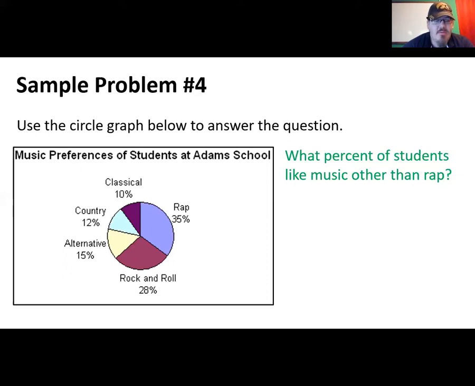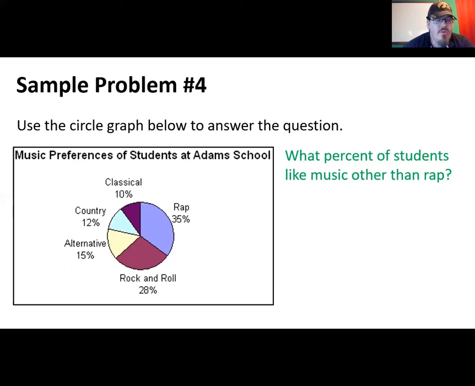A lot of times pie charts or circle graphs are used when data is collected, like in a poll or a survey or different things like that. So it just depends on the situation. But in this case, we want to find the percent of students that like music that's not rap.